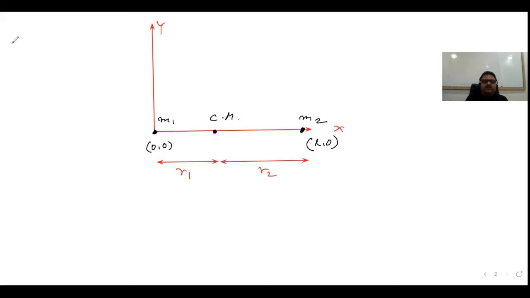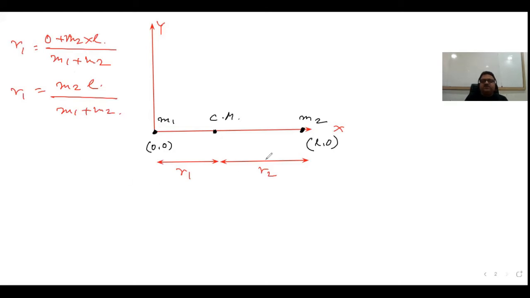For r1, the location of the center of mass from the origin: m1r1, that means m1x1, this coordinate is 0, plus m2 into x2, that is L, divided by m1 plus m2. Therefore, r1 equals m2L divided by m1 plus m2.